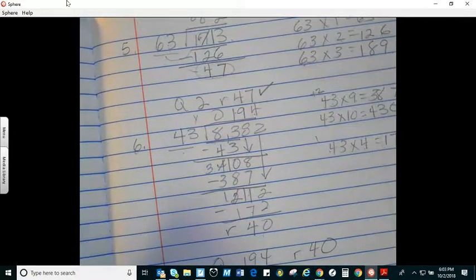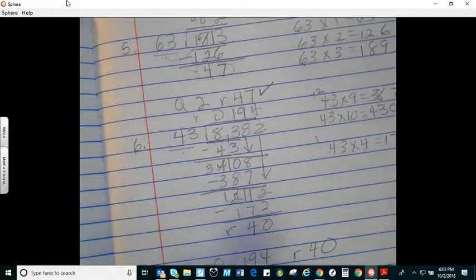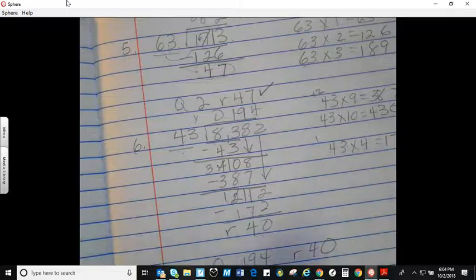So number 7 is 39 goes into 5,109. 39 cannot go into 5, but it can go into 51 one time. And I can subtract that out. Becomes a 4, 9, 10, 11. That's a 2, and that's a 1. I need to bring down my 0.